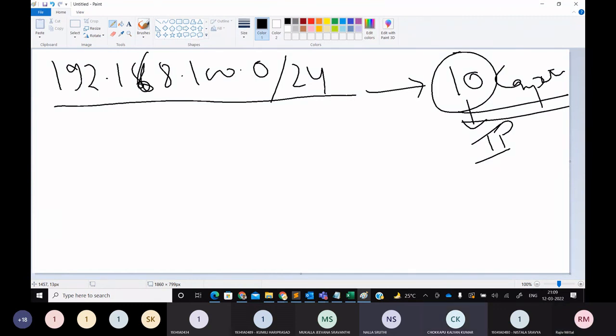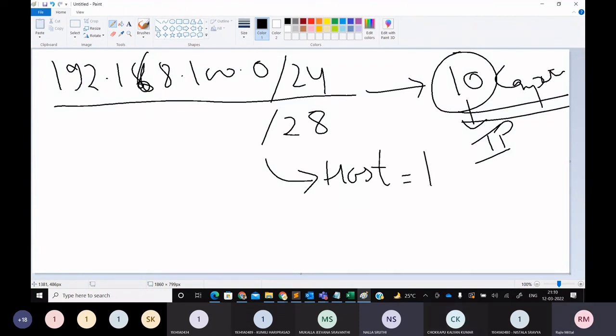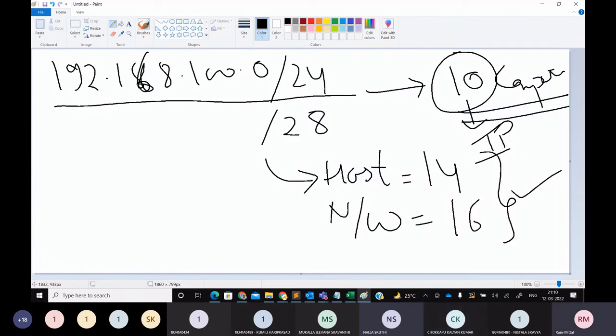I can use the subnet of 28, sir. Okay, you are saying you'll use a 28 subnet. So how many networks and how many hosts? Okay, first let's see how many hosts you are getting in each network. 14, sir. 14 you're getting. Very good. And then how many networks are you able to make? 16 networks. 16 networks. Very good. Absolutely right.